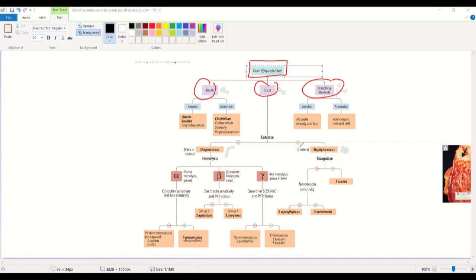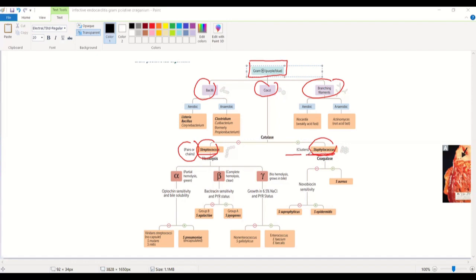Okay. So cocci will divide into Streptococcus and Staphylococcus. If it is catalase negative, it is Streptococcus, and it will form pairs or chains. And if it is catalase positive, it forms clusters, and it is Staphylococcus. Right? Sometimes they give the catalase positive. Catalase positive means Staphylococcus. Catalase negative means Streptococcus, and it will live in pairs or chains.